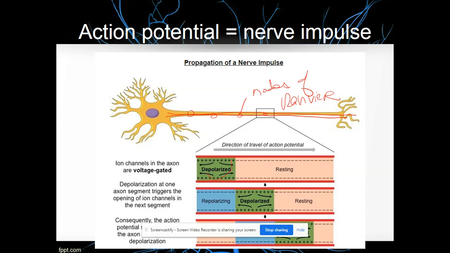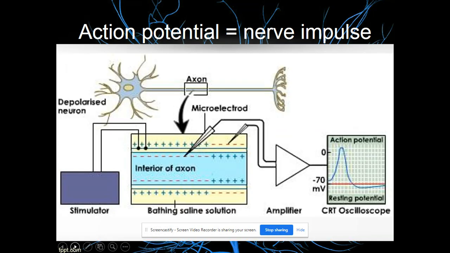But when this chunk depolarizes, it causes the next chunk to also depolarize. But while it's being depolarized, that first piece is going back to repolarization. This depolarization is going to cause the next chunk to depolarize while this part is repolarizing, while this first part has gone back to resting potential. So the nerve impulse definitely travels little bit by little bit all along the whole nerve cell.